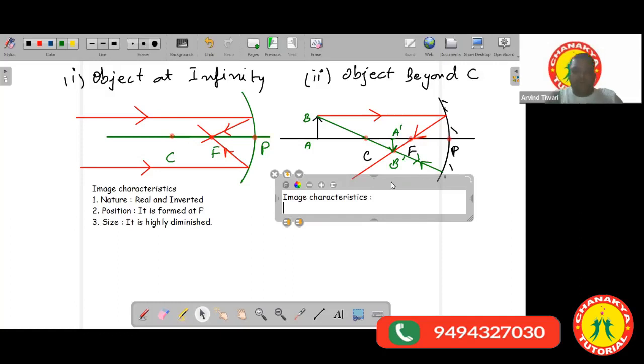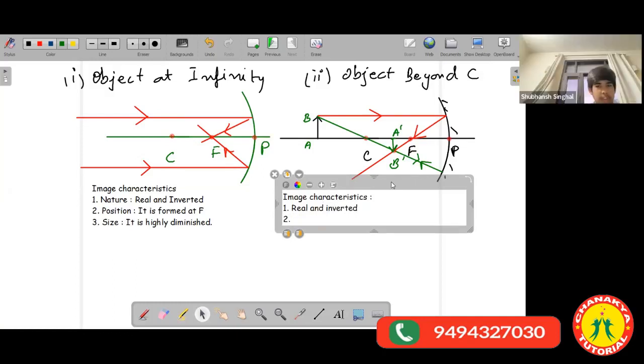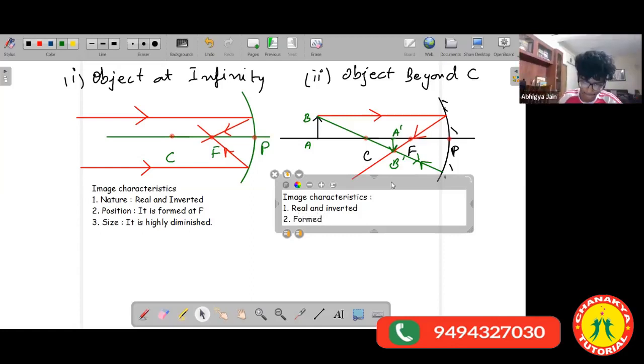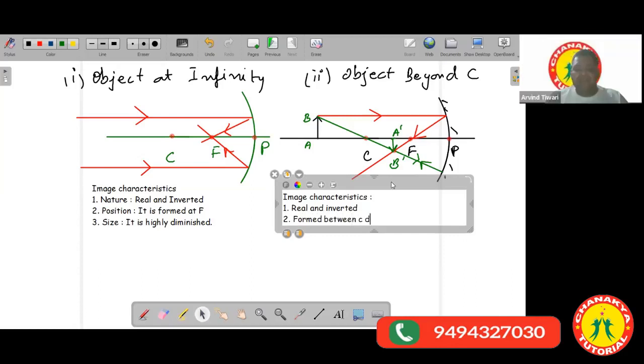So what characteristics of the image do we get from here? It is real and inverted. We observe here that the image is real and inverted. This is the nature. And what about the position? Where is it formed? Between C and F. If you use your scale and compass, you will always get your image at the correct position.